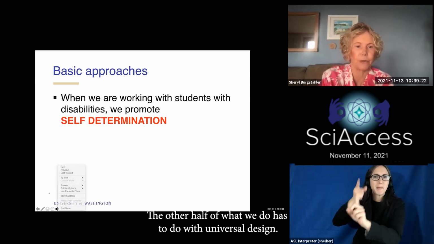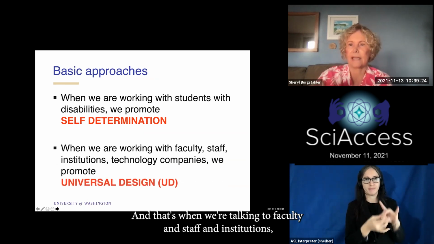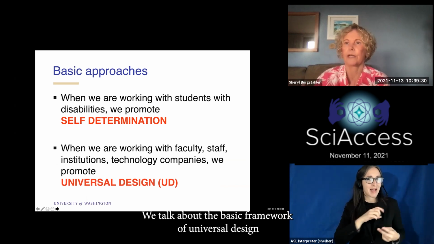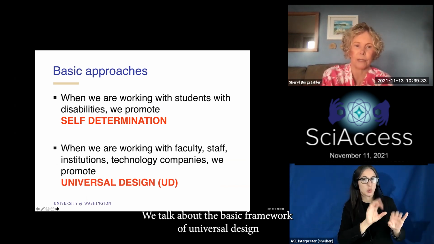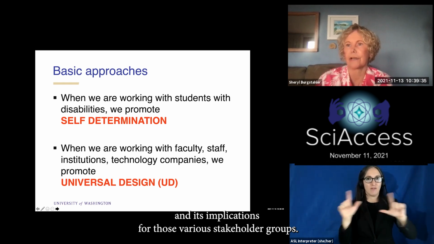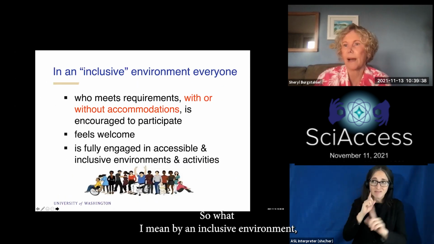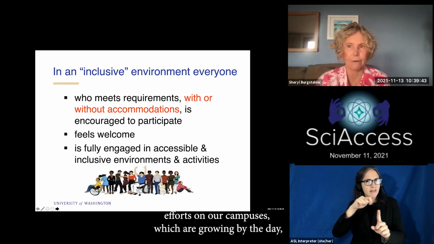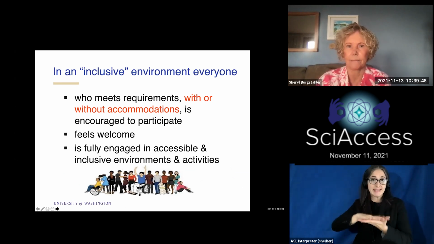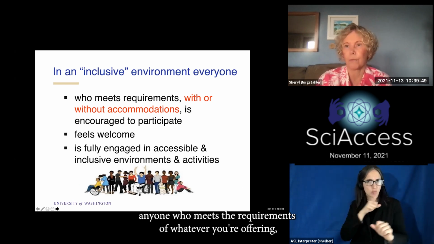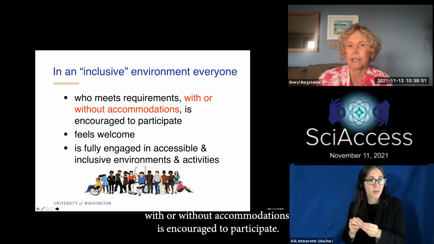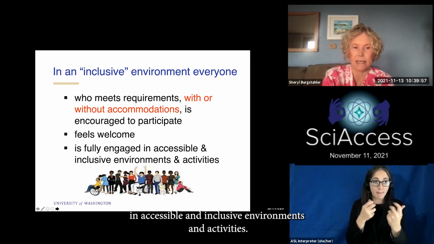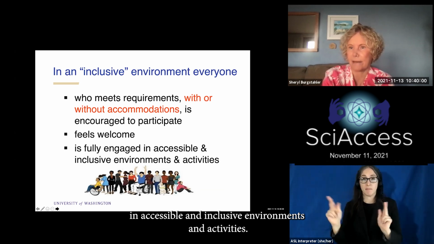The other half of what we do has to do with universal design. And that's when we're talking to faculty and staff and institutions, technology companies, where we talk about the basic framework of universal design and its implications for those various stakeholder groups. So what I mean by an inclusive environment, what we're working for in our DEI efforts on our campuses, which are growing by the day: anyone who meets the requirements of whatever you're offering, with or without accommodations, is encouraged to participate. Everyone feels welcome and is fully engaged in accessible and inclusive environments and activities.